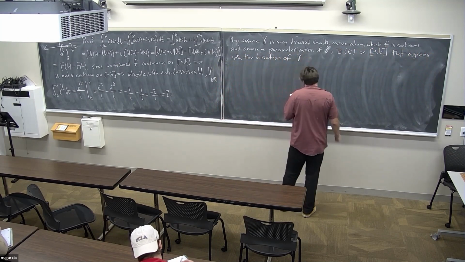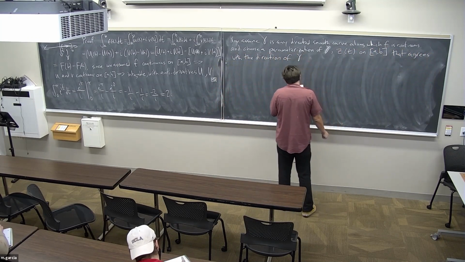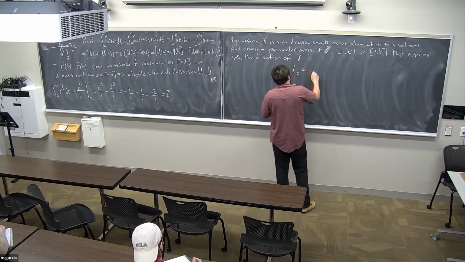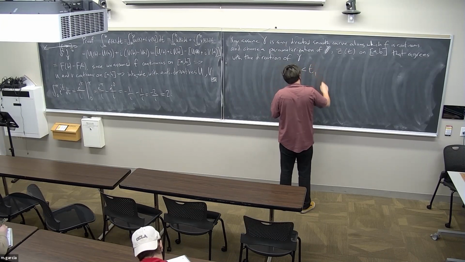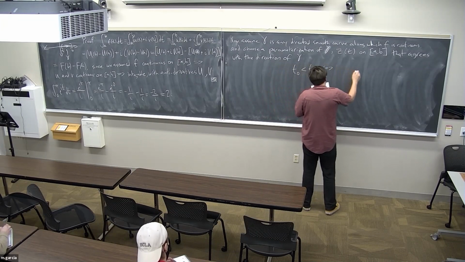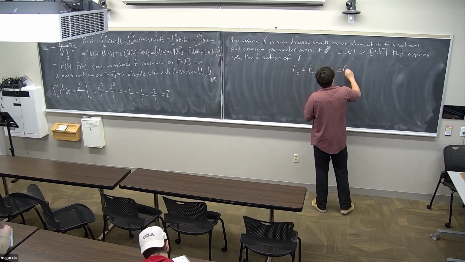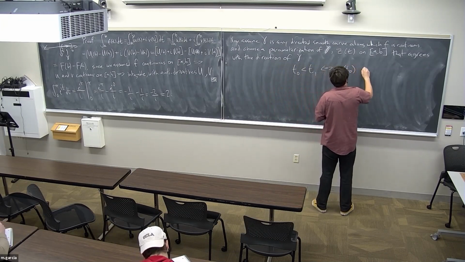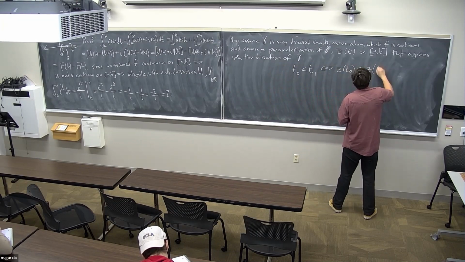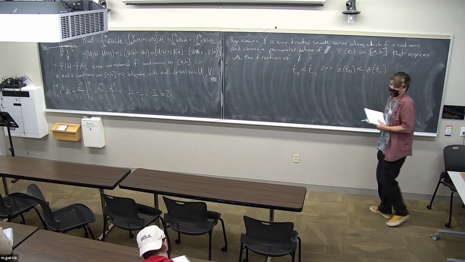What do I mean by that? I mean that t naught is less than t1 if and only if z of t naught happens before, in the parameterization, z of t1. Okay?